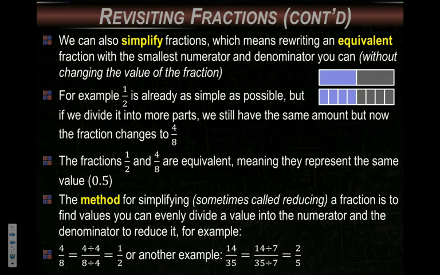Okay? The method for doing this, sometimes you call this reducing, is to find a value you can evenly divide into both numerator and denominator, into both halves. So in this case, 4 over 8, you can divide them both by 4. 4 divided by 4 is 1, 8 divided by 4 is 2.